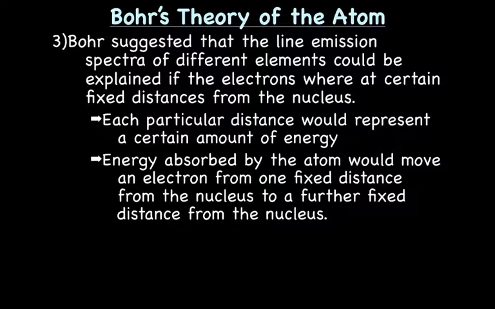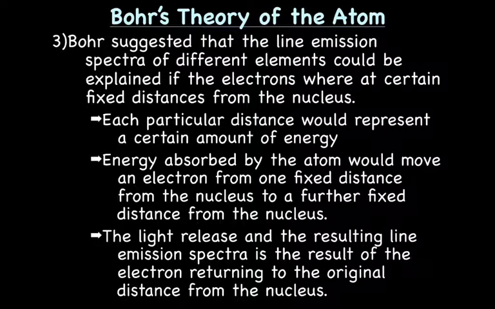So what Bohr is thinking is going on is that when you throw electric current or something through a sample of an element, the energy is absorbed by the atom, causing the electron to move from one discrete distance from the nucleus directly to a second. So it just directly goes from here to here. It can't go into any of the areas in between. Okay? So it's a fixed distance from the nucleus. And then light is released, and the resulting line emission spectra is the result of the original electron returning to the original distance from the nucleus.